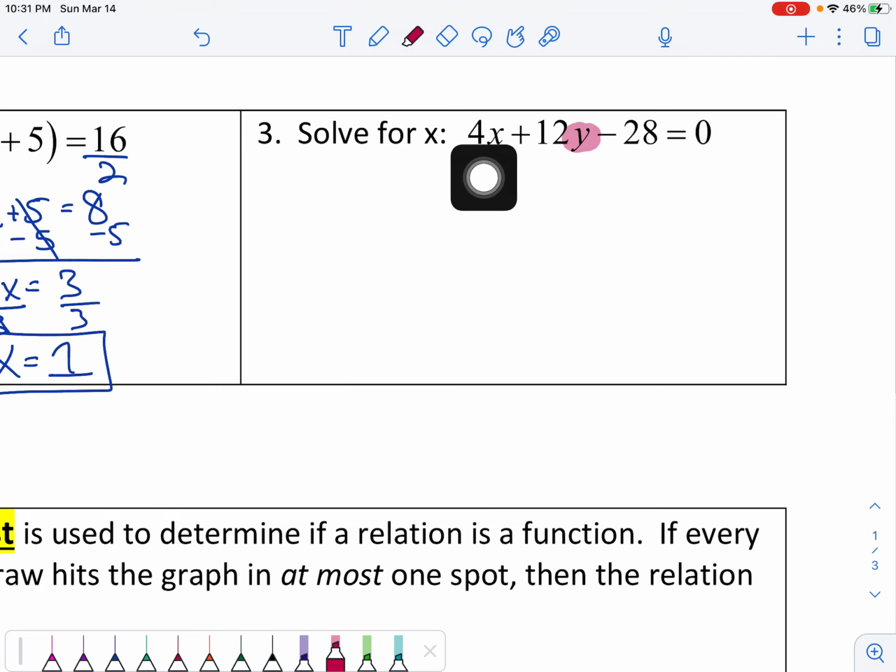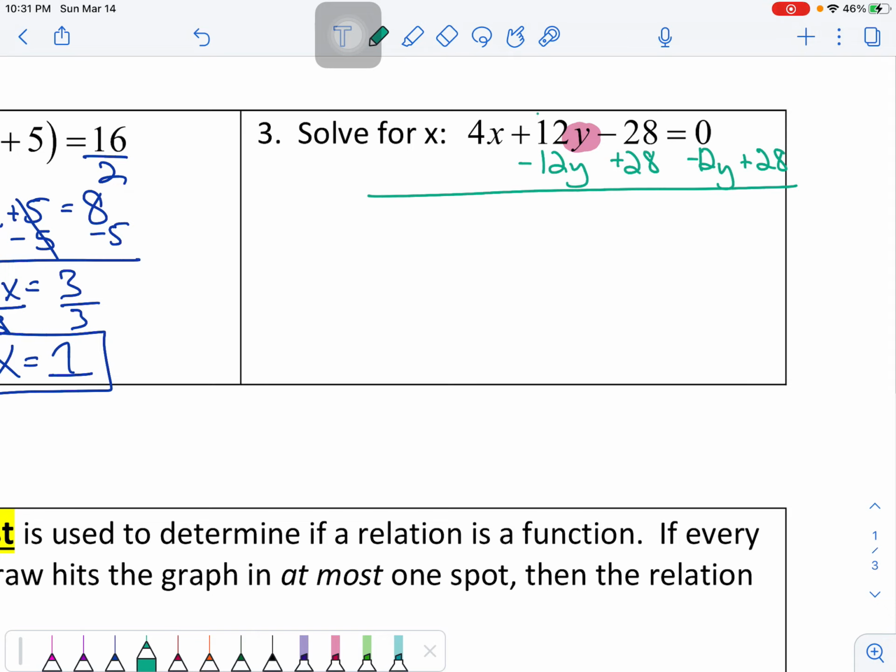So I'm going to isolate this 4x term. So I'm going to subtract, I'm also going to grab a pen apparently. All right, I'm going to subtract 12y. I'm going to add 28. Okay, so those are gone. I have 4x equals, now 0 minus 12y is just going to be negative 12y. And then the plus 28 is going to tag along, so plus 28.